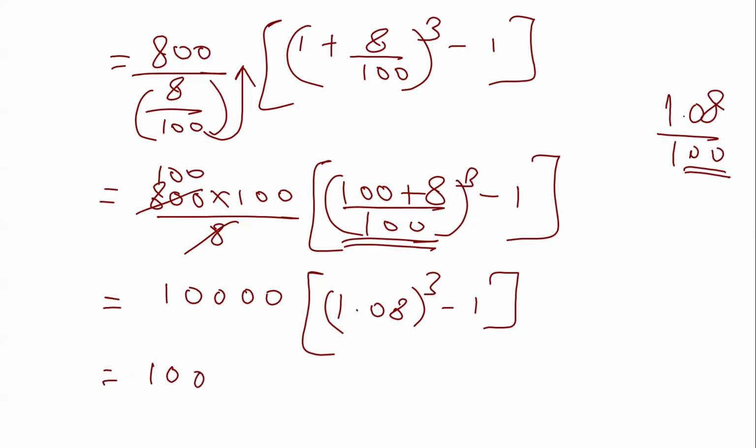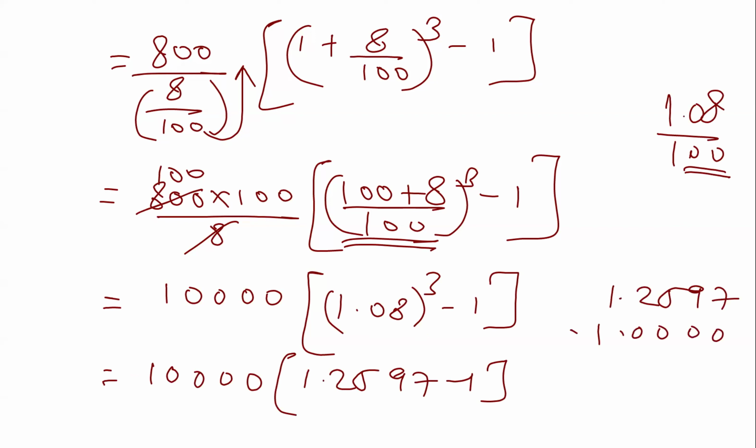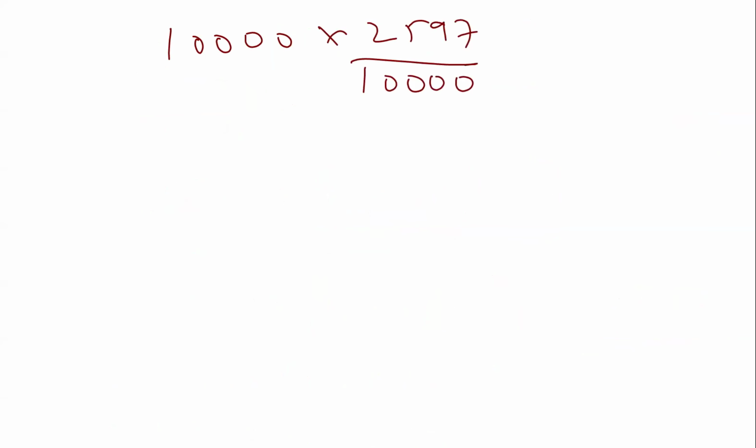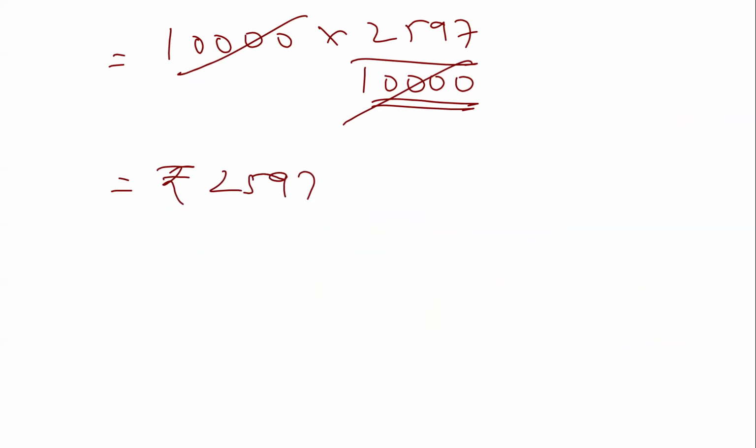So 1000 into 1.2597 minus 1. 1.2597 minus 1 will give you 0.2597. Now 0.2597 can be written as 2597 upon 4 zeros. So 10,000 into 2597 upon 10,000. 10,000 has 4 zeros. So this and this get cancelled. So this is equal to rupees 2597. So that was the first problem.